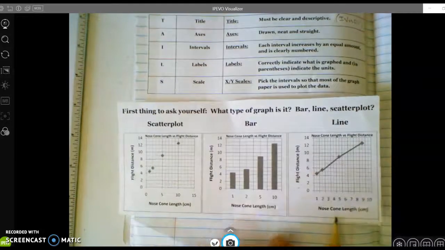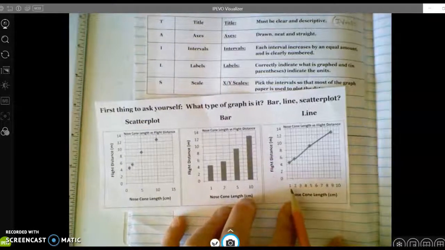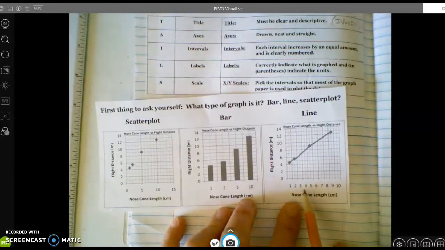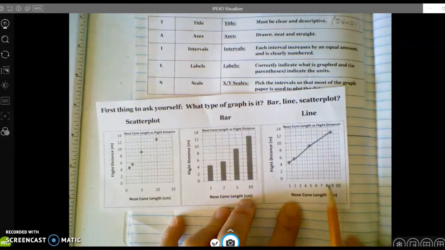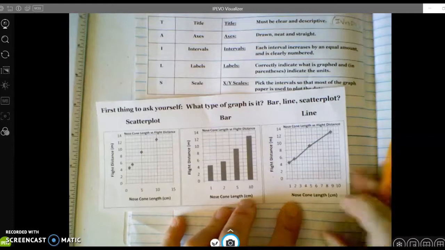So our nose cone length, as the nose cone gets bigger, by increments of 1 through 10, 1, 2, 3, 4, it's in centimeters. I know this is a nose cone that's 8 centimeters long, and that it flew a flight distance of 11 meters.